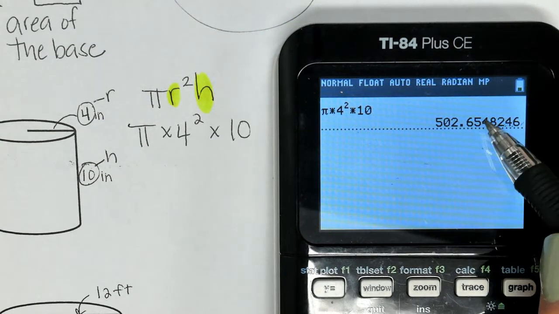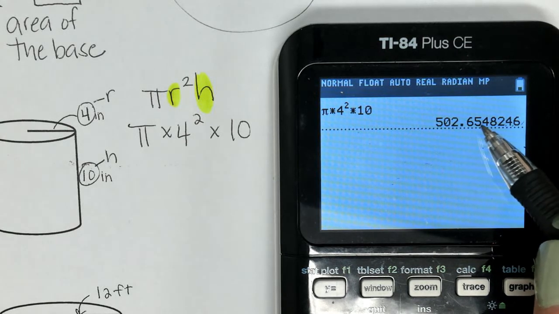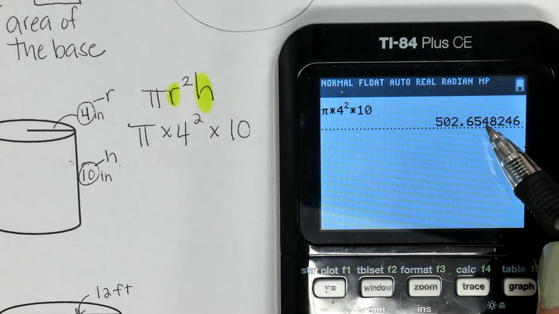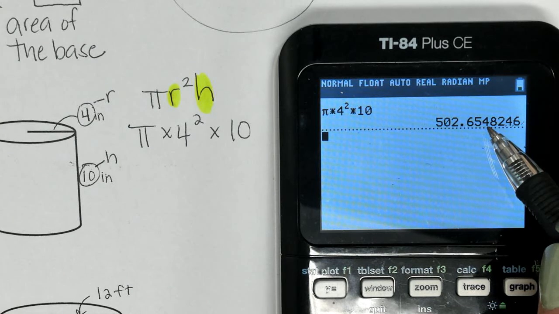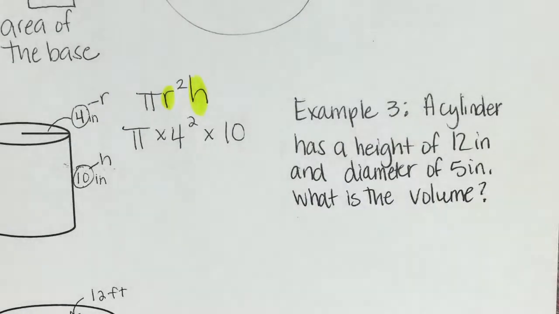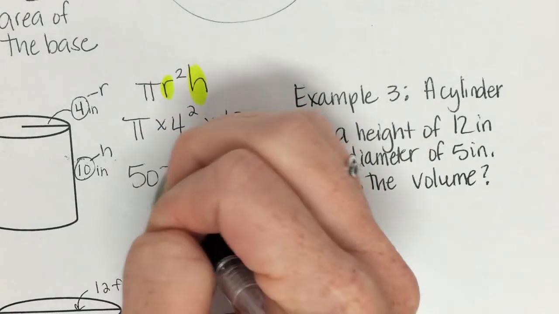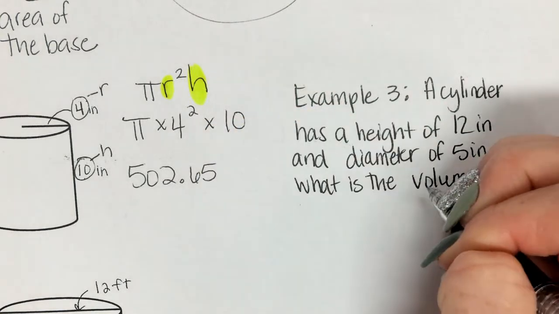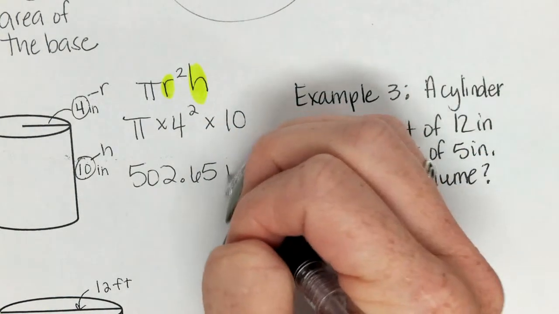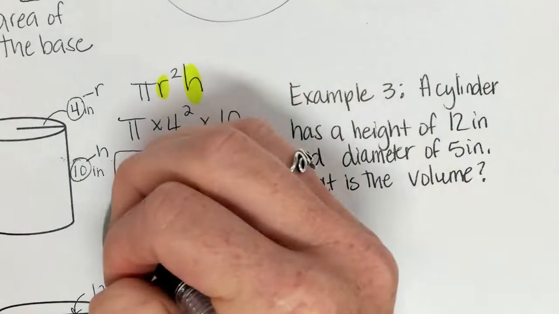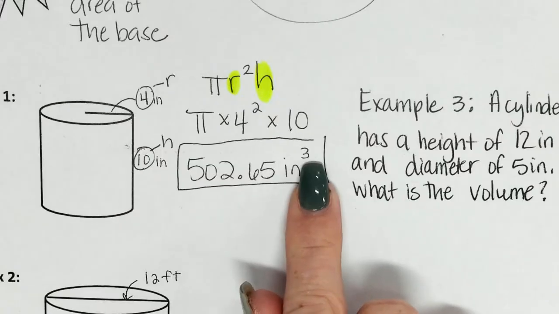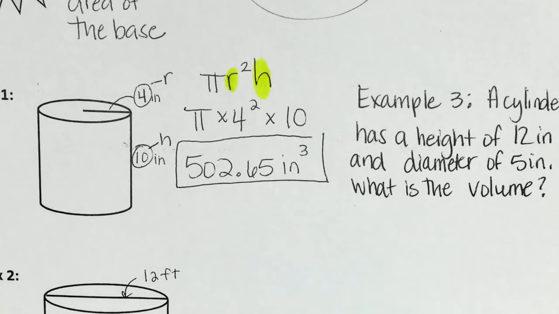502.6. Will it be a 5 or a 6? A 5, because the 4 is small. Okay, because I round, right? 502.65. And since this is volume, I write inches cubed. Does that change my answer? No, it's just the proper way to write volume. 502.65 inches cubed.